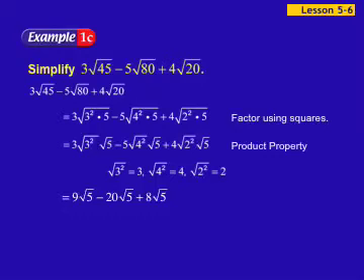Then we can look and combine those. We can combine the 9, the negative 20, and the 8, and we get negative 3 square root of 5.